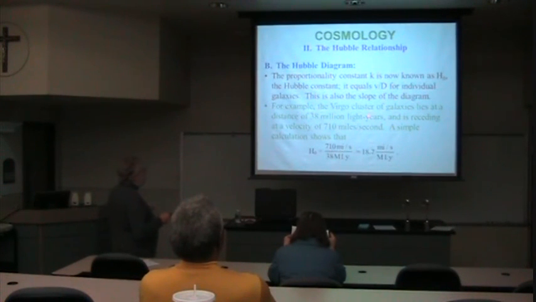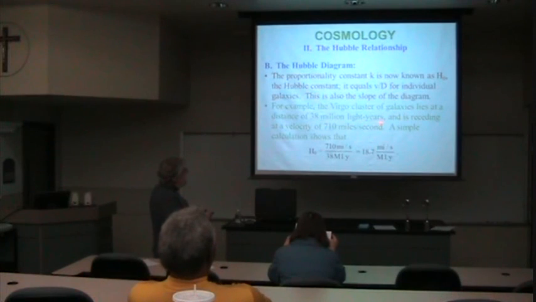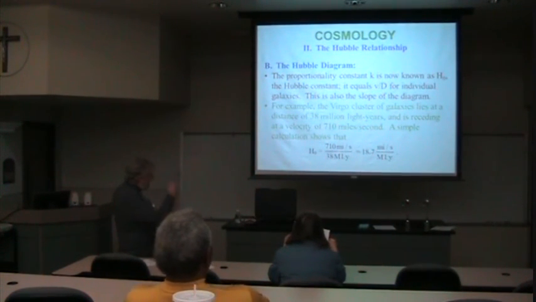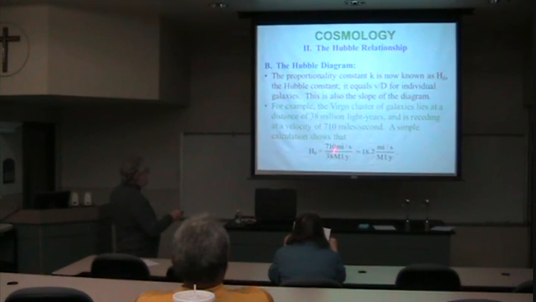Here's an example. The Virgo cluster of galaxies lies at a distance of 38 million light years and is receding at 710 miles per second. If we do that calculation of the velocity divided by the distance, we get 18.7 miles per second per million light years for the Hubble constant.